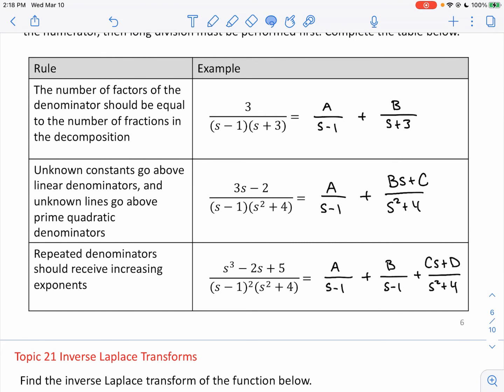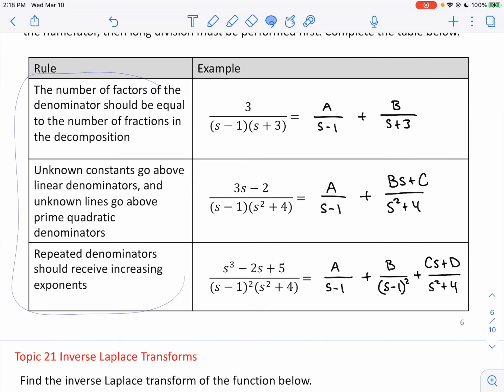And then now that I've gotten this far, now I consider doing this rule here. Do I have any repeated denominators? The answer is yes. Here's a repeated denominator. And as you repeat them, you need to increase the power. So if there was a third s minus 1, then you would have another fraction that would have an s minus 1 cubed with a constant above it.